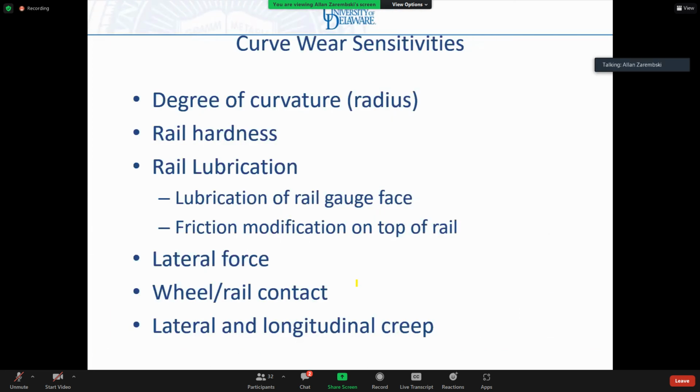So curve wear is sensitive to the radius of curvature, the hardness of the rail, the level of lubrication, and we will talk about lubrication here in a little bit. The lateral wheel rail forces, which means not only the degree of curve and the type of conicity, but the type of bogies you have. If you have a very sophisticated bogie that gives significantly lower lateral forces, that will in turn result in a lower rate of wear. And by the way, any wear you see on the rail also happens in the wheel.